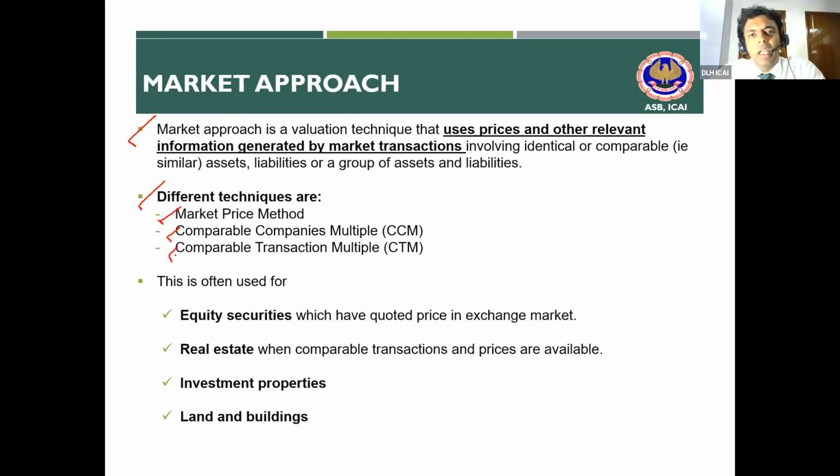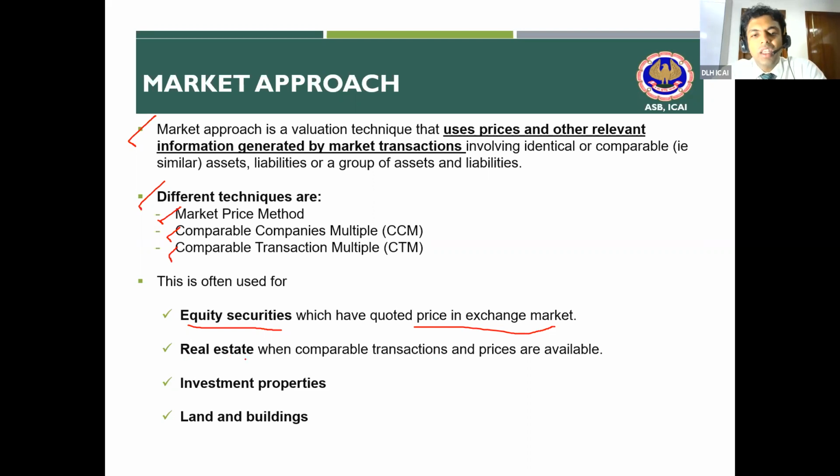That means EBITDA of that particular industry, price earning ratio of that particular industry. So those are the different bases of doing the fair valuation of a particular item or a transaction. Similarly, the comparable transaction multiple, right? So these are the different techniques which have been given under Ind AS 113, right? So where is the market approach to be used? Market approach is to be used in the equity securities. If I need to do the fair valuation of the equity securities which have the quoted price in the exchange market, then I will use the market approach.